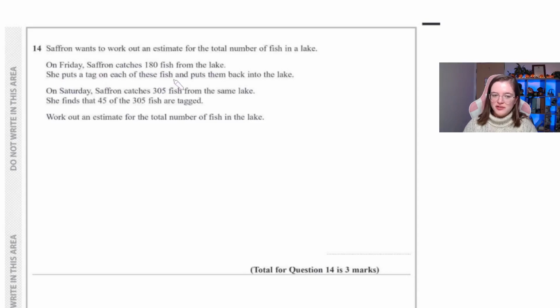She puts a tag on each of these fish and puts them back into the lake. On Saturday, Saffron catches 305 fish from the same lake. She finds that 45 of the 305 fish are tagged. Work out an estimate for the total number of fish in the lake.